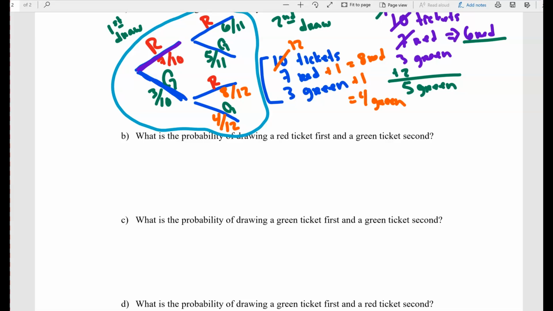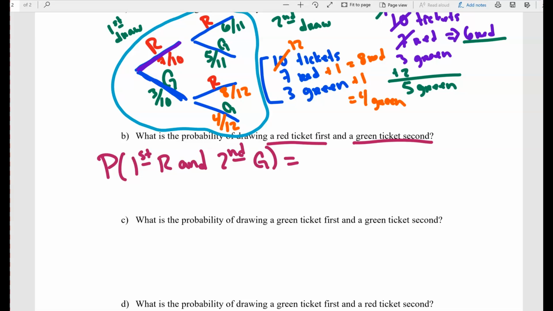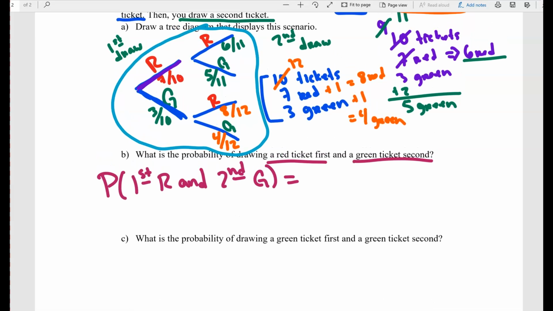All right, so now what is the probability of drawing a red ticket first and a green ticket second? So first, probability of the first one being red and second being green. Okay, so the first one being red, what is that probability? Well, that's this guy, 7 out of 10. So I'm going to write 7 out of 10.